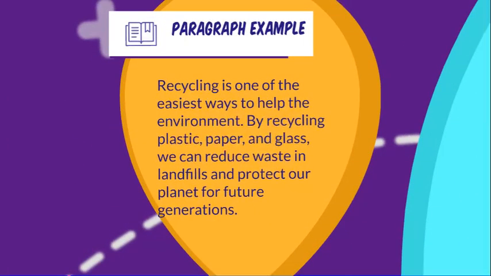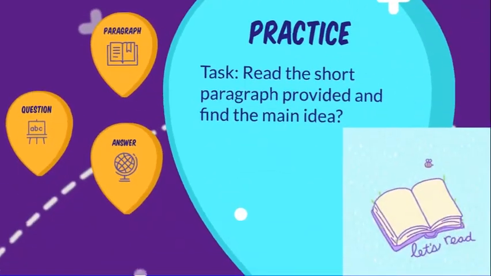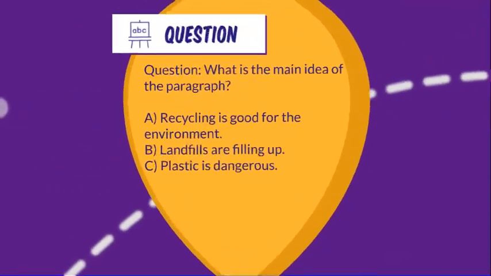You don't have to read word by word. Just read the first line. Recycling is one of the easiest way to help the environment. This is the first sentence, and it protects our planet for future generation. This is the last sentence. Now, by reading the first and the last sentence, let's see if you can find out the main idea.